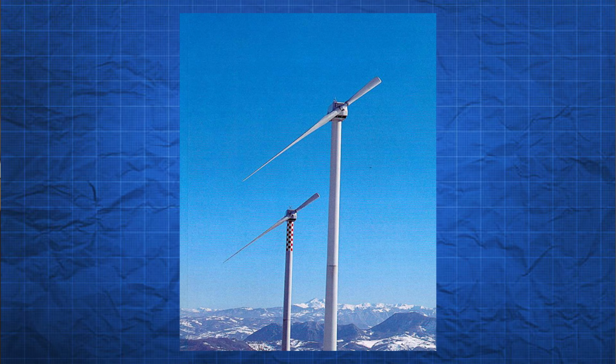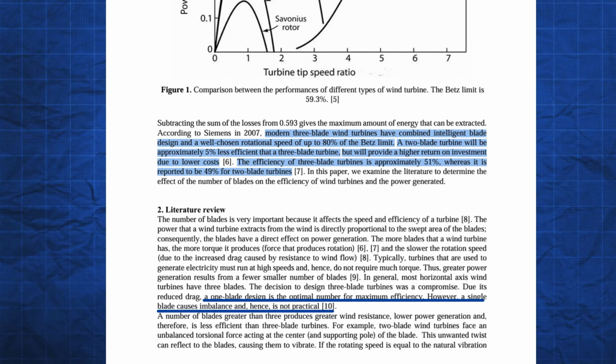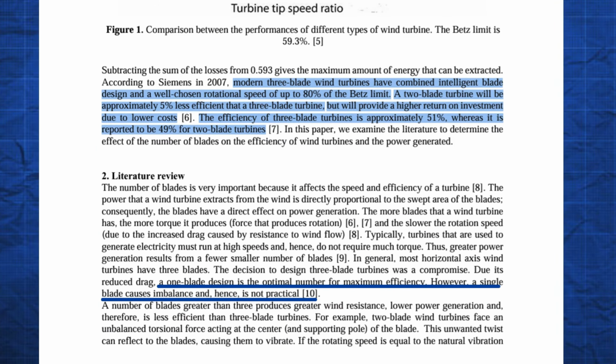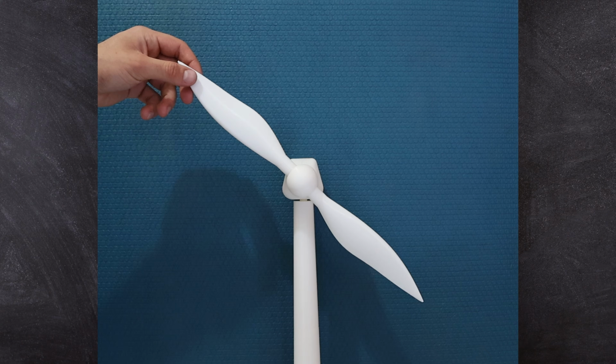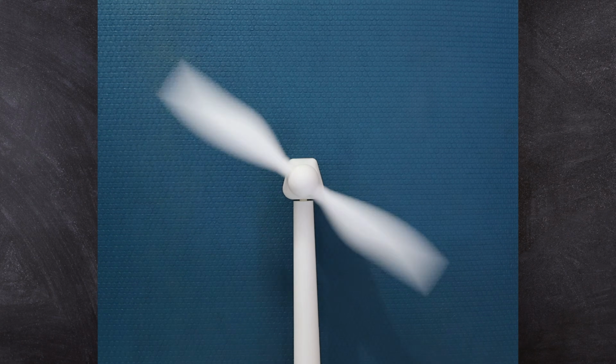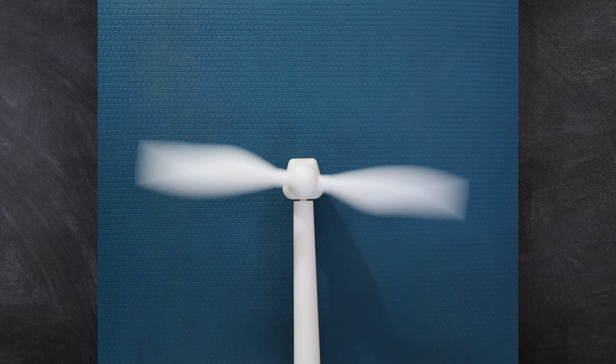Although the one-blade design is considered theoretically the best, having the least drag due to it only having one blade, it is in most cases impractical because of the imbalance attributed to having a single blade. If we increase the number of blades, say 2, this creates a different problem.